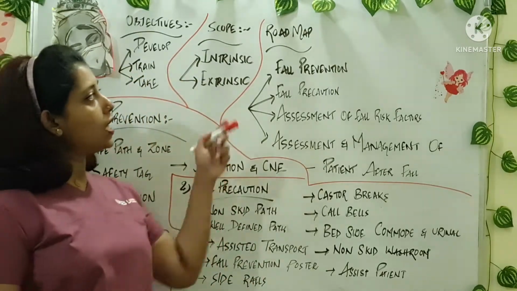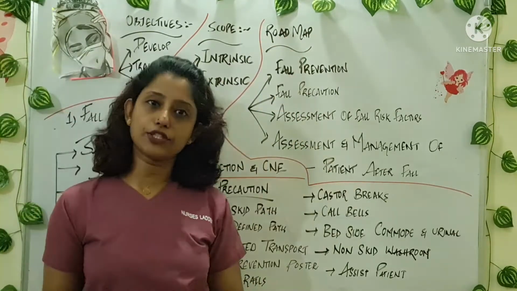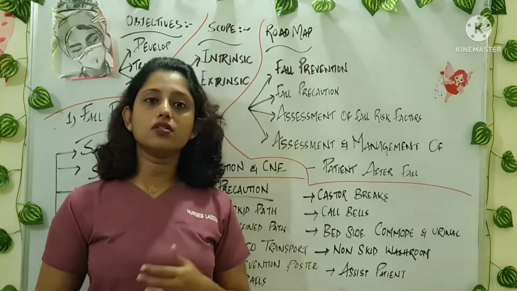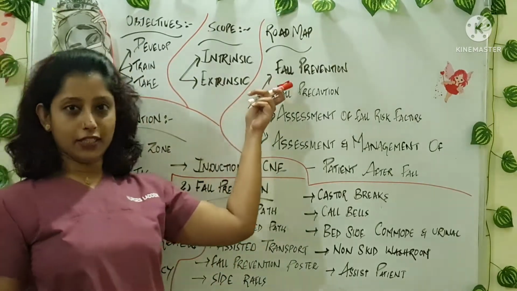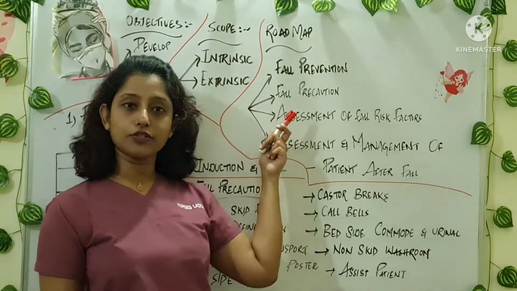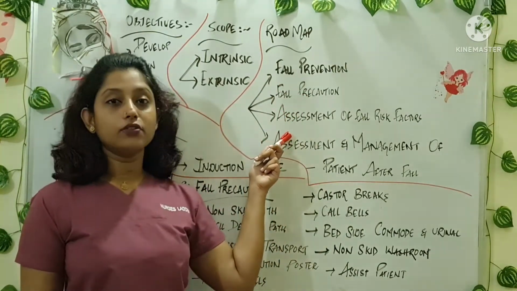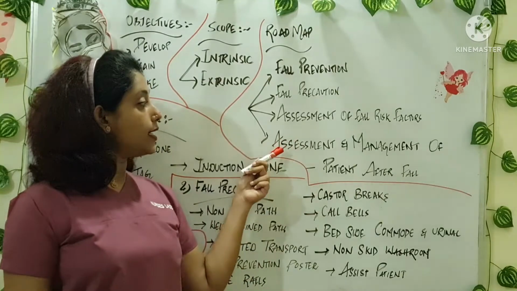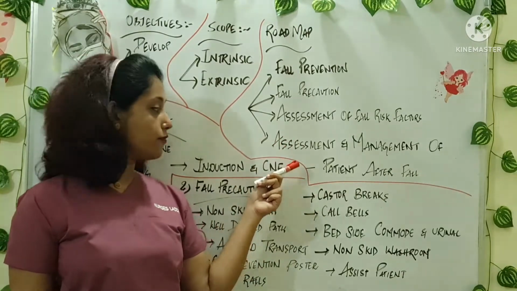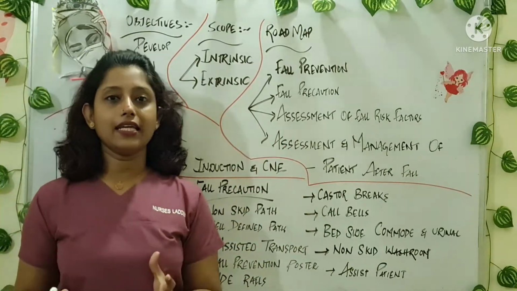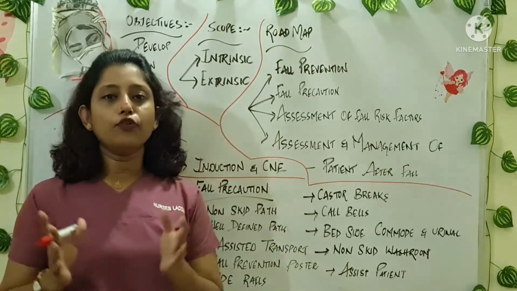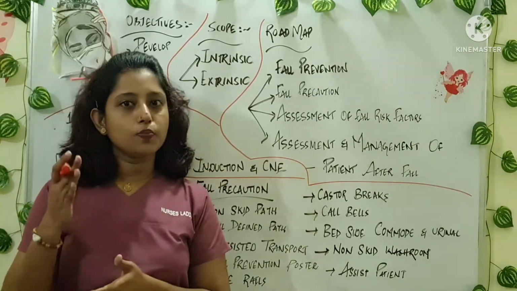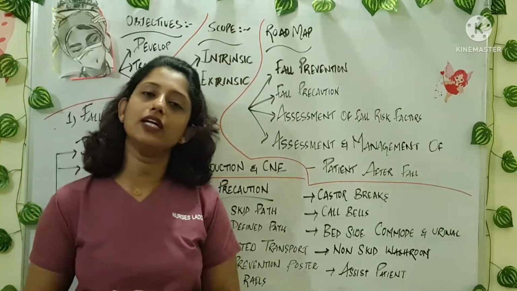Now let's see the roadmap for prevention of patient fall. There are some elements in this roadmap. The first one is fall prevention, second fall precaution, then assessment of fall risk factors, then assessment and management of patient after fall. These are the areas where we try to focus while we care for a vulnerable patient, to prevent the patient from having a fall.